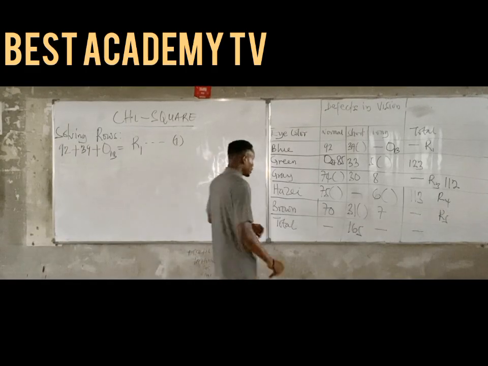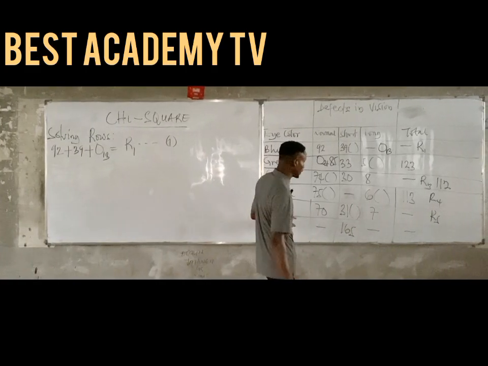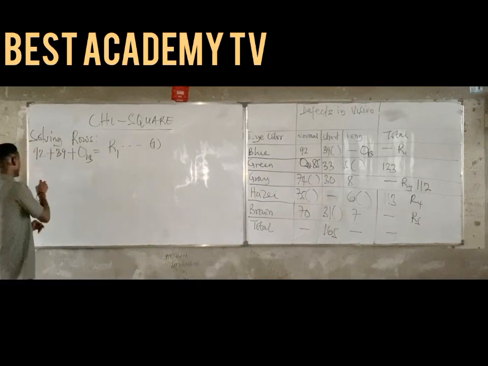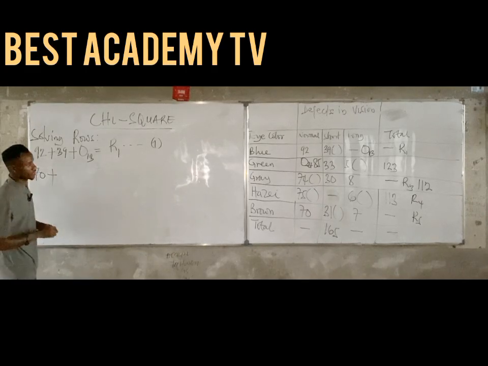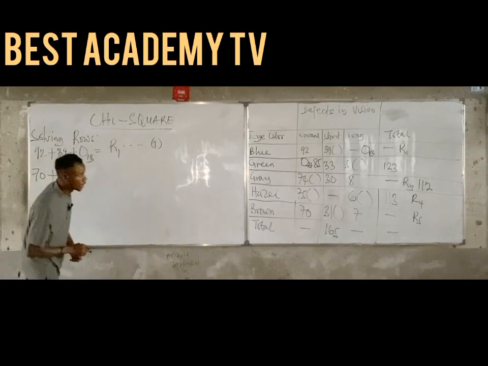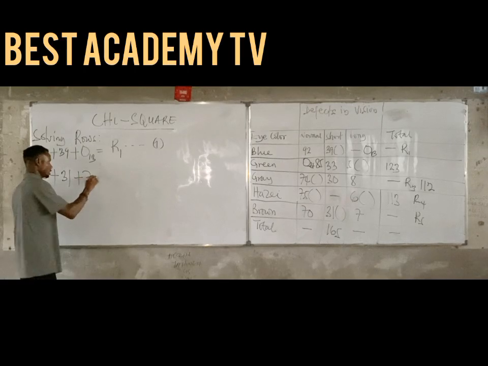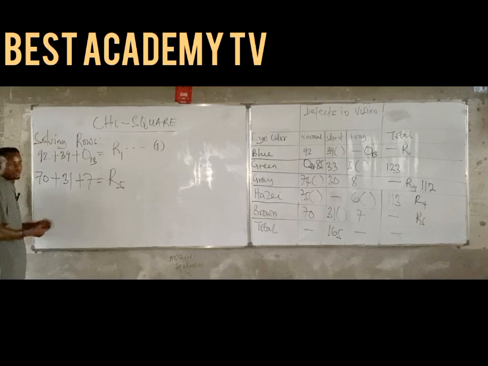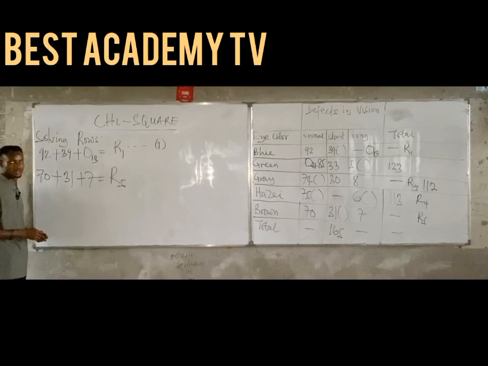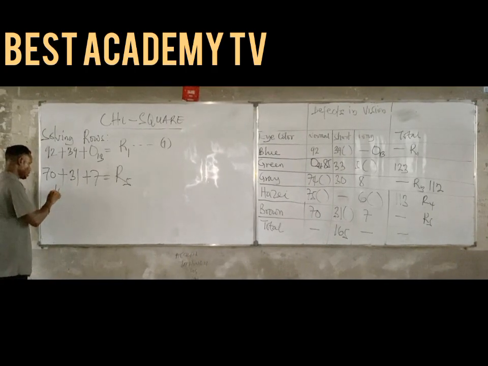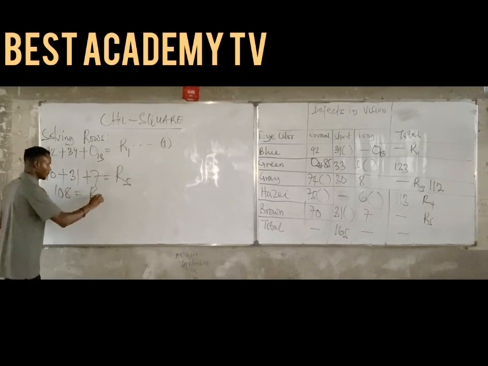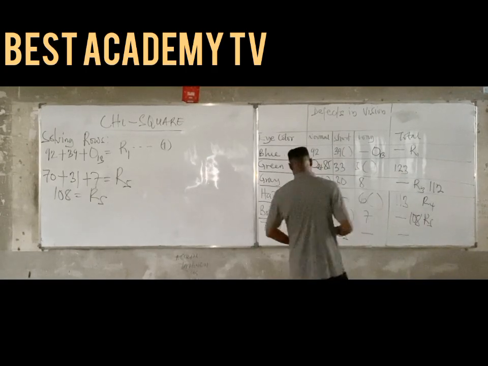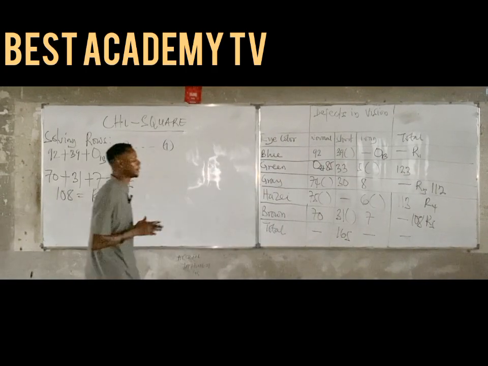Now let's solve the next one here. That is 70, 31, 7. All the observed frequencies are given to us. That means this will be 70 plus 31 plus 7, which is equal to row 5. So punch your calculator, please. 70 plus 31 plus 7. What is the answer, please? That is 108. That is row 5. So I will input here 108. So class, we have calculated everything about the row aspect.